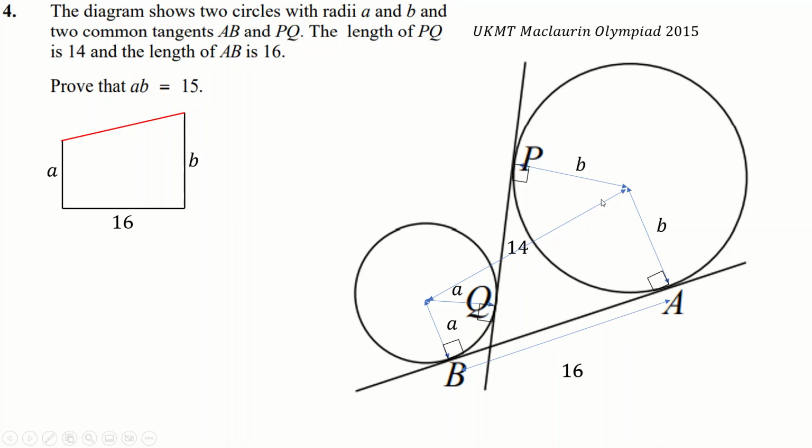Now, what's the other construction I've got going on? Well, I've got a B here, 90 degrees down to a 14, 90 degrees across to an A.